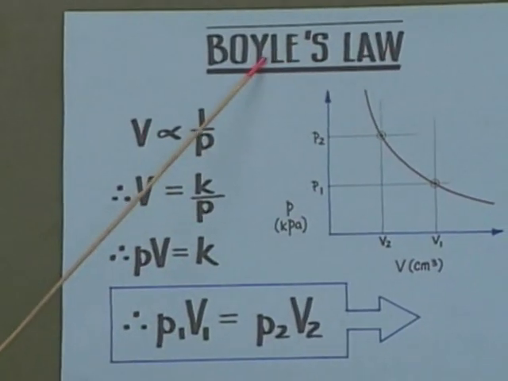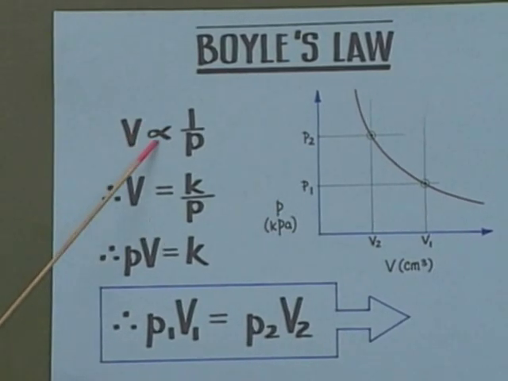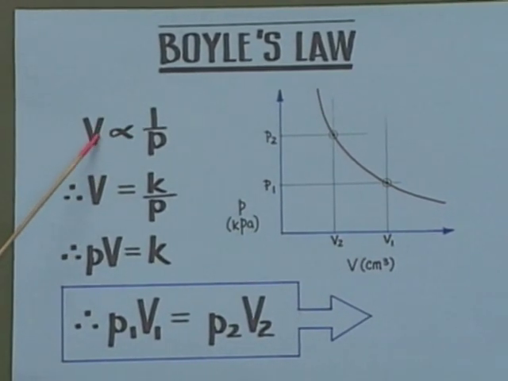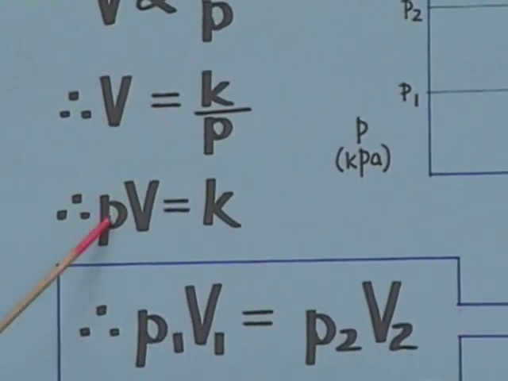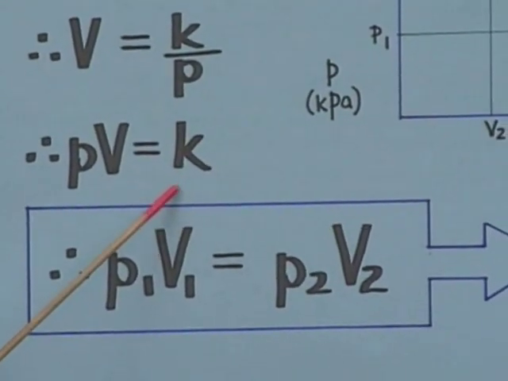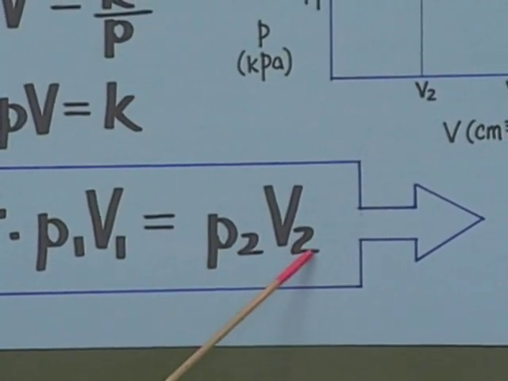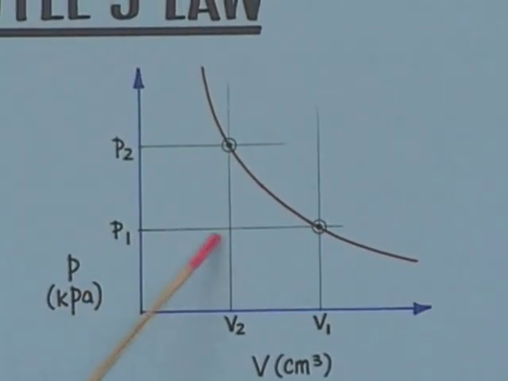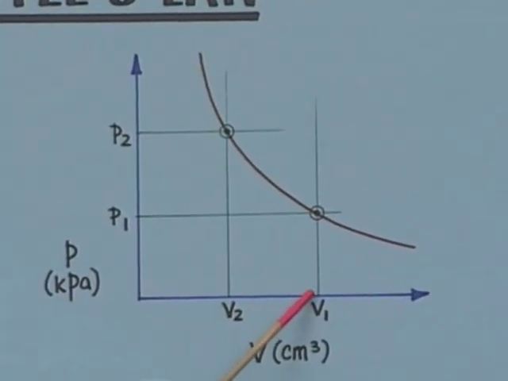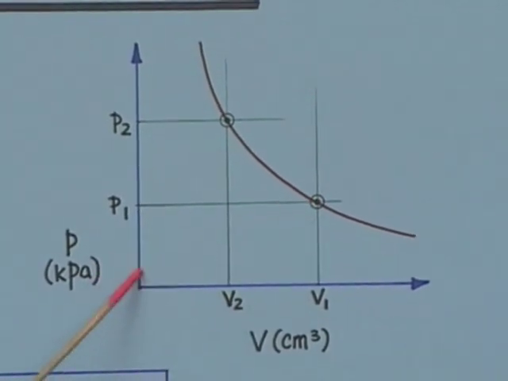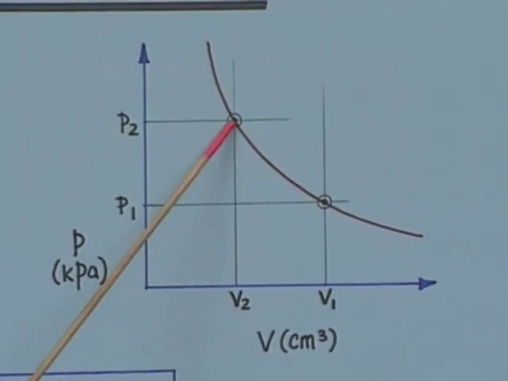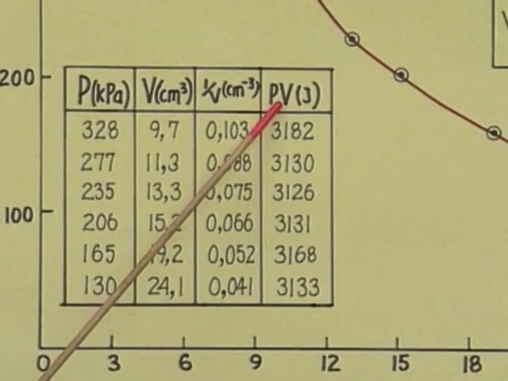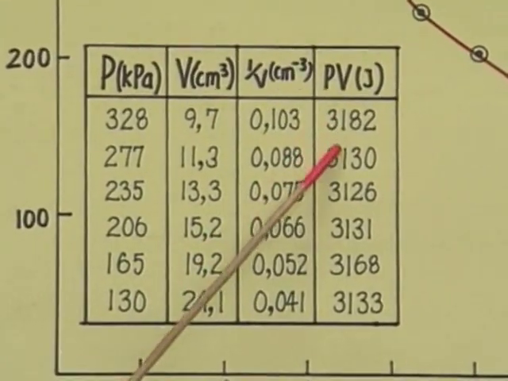We can represent Boyle's law symbolically as follows. The volume is inversely proportional to pressure. We convert this proportionality to an equation by introducing a constant of proportionality K. Taking pressure across, I get the product of P and V is a constant, which means that P1V1 equals P2V2. You see, the small pressure P1 corresponds to the large volume V1, and those are the coordinates of one point on the graph. And the large pressure P2 corresponds to the small volume V2, which are coordinates of another point on this hyperbola. If we look at our table of results, we find that the product of P and V, expressed in joules, remains constant for all practical purposes.